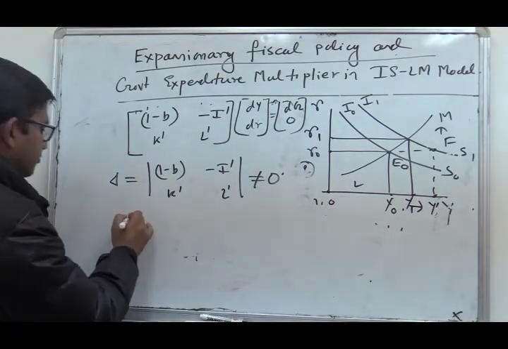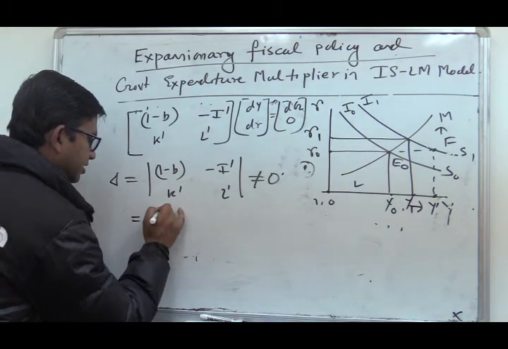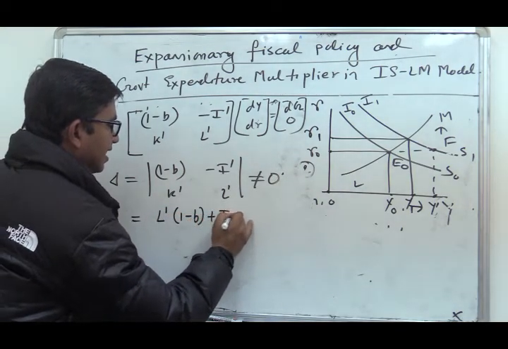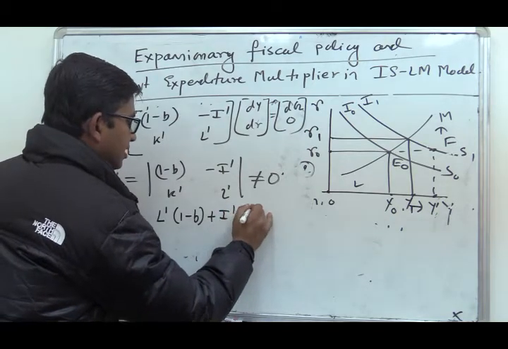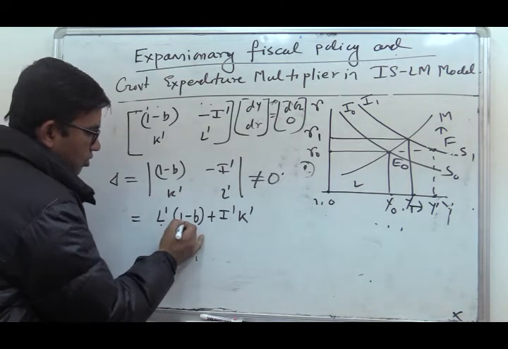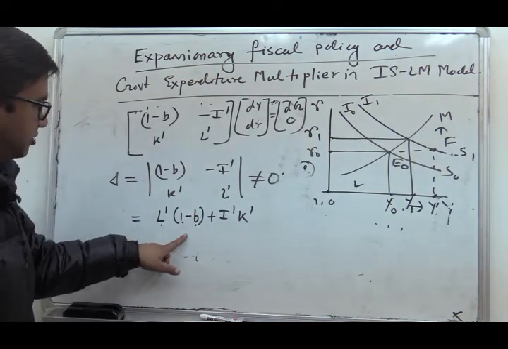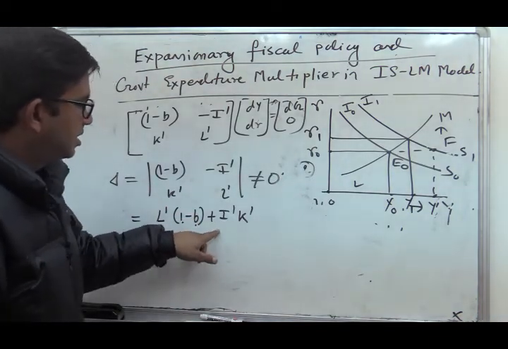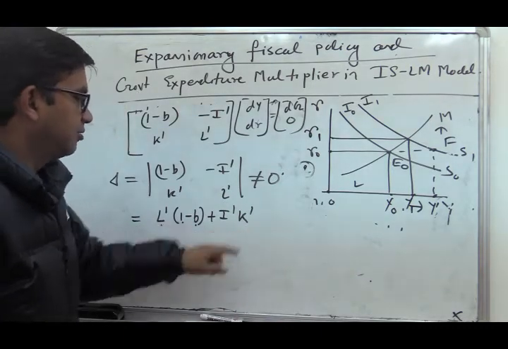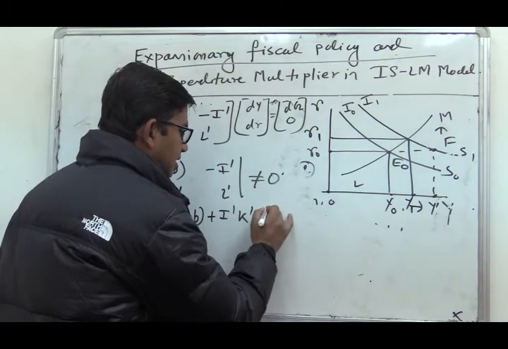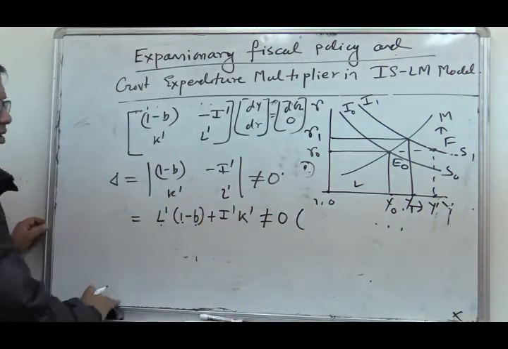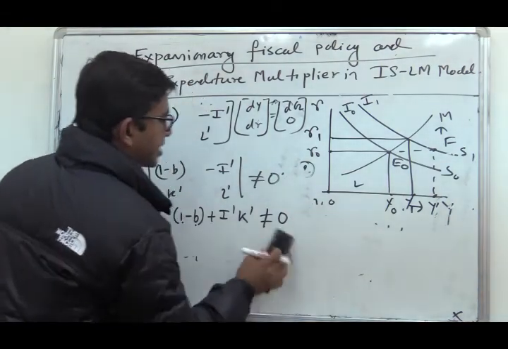If we expand this we get the value of the determinant as L dash into 1 minus B plus I dash into K dash. L dash is negative, 1 minus B is positive, so that product is negative. I dash is negative, and K dash is positive, so I dash into K dash will be negative. So this will be less than 0, which means it is not equal to 0. So this system can be solved.